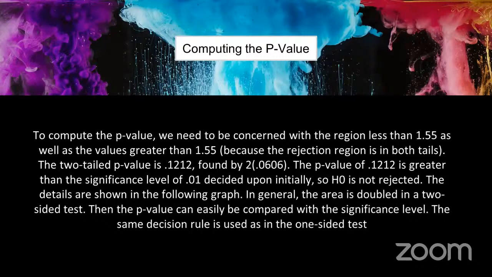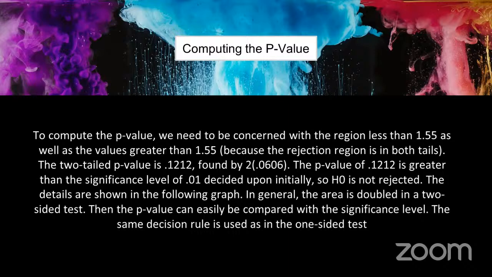To compute the p-value, we need to be concerned with the region less than -1.55, as well as the region greater than 1.55, because the rejection region is in both tails. The two-tailed p-value is 0.1212, found by 2 multiplied by 0.0606. The p-value of 0.1212 is greater than the significance level of 0.01 decided upon initially, so H sub 0 is not rejected. The details are shown in the following graph.